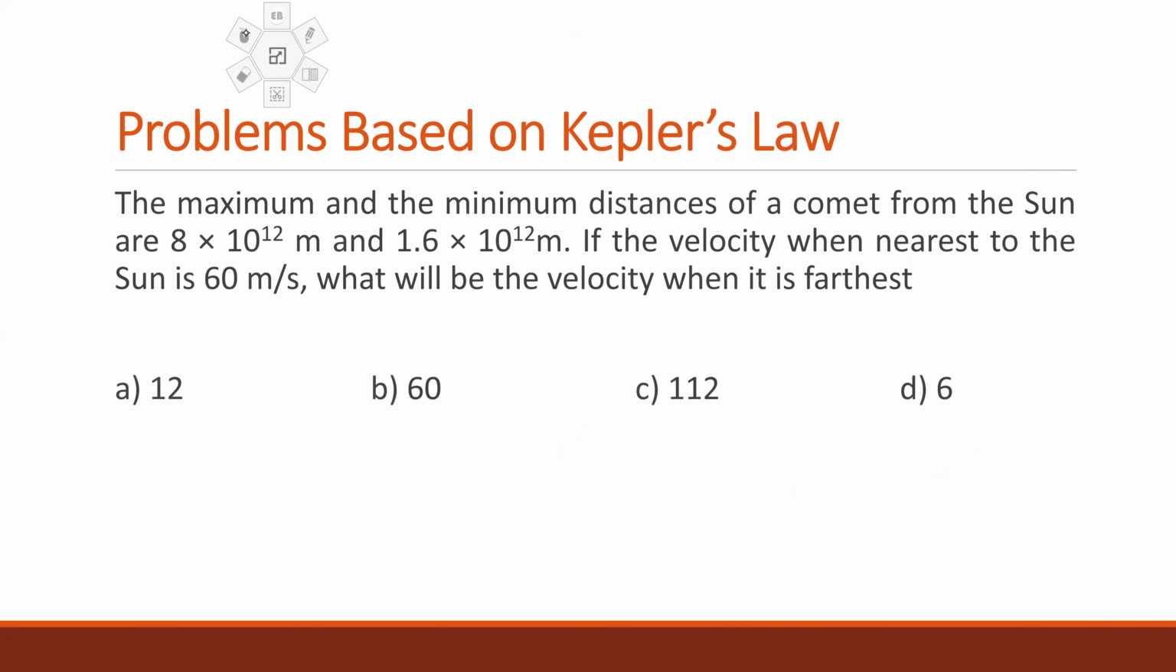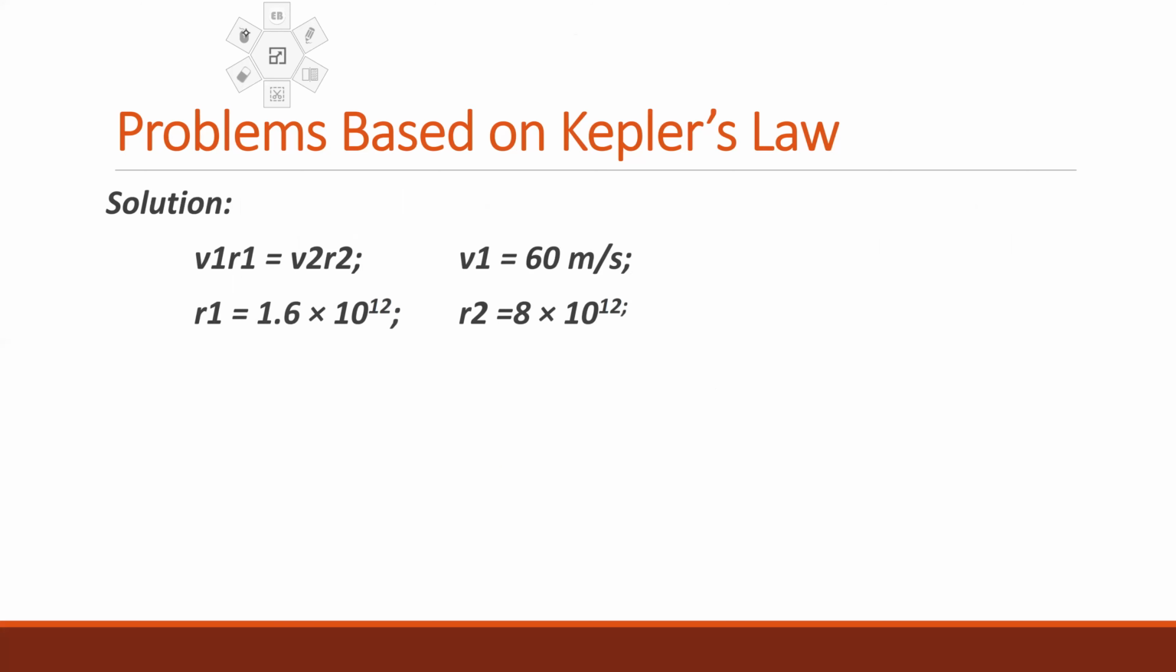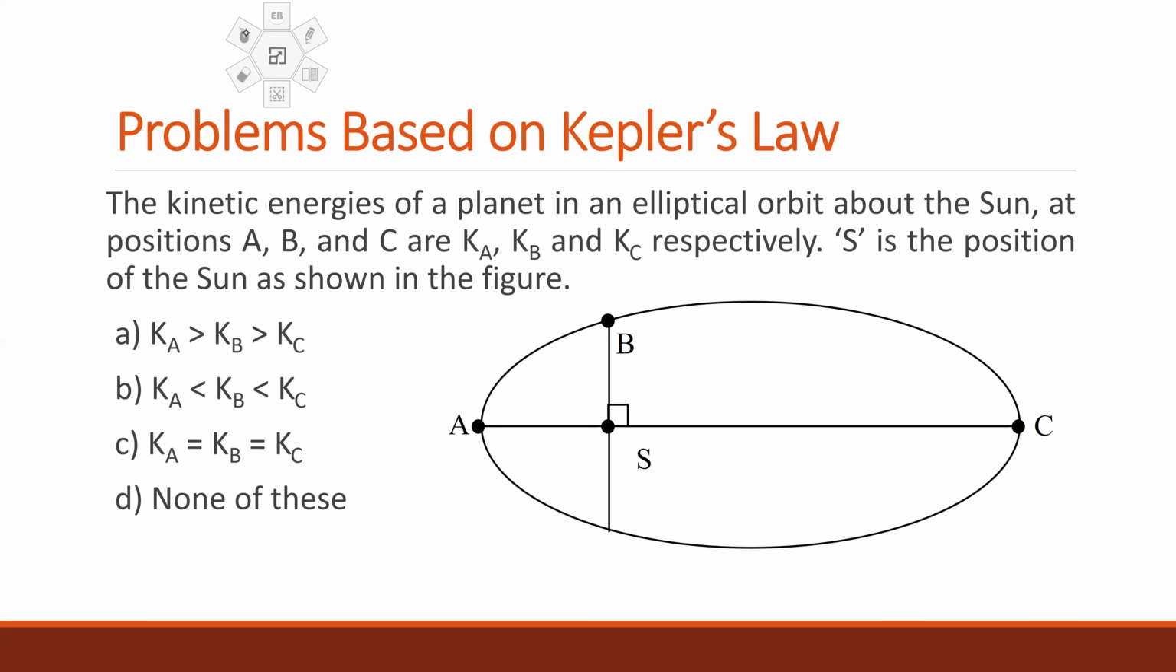Next. Okay, last question is this. The kinetic energy of a planet in an elliptical orbit around the sun at positions A, B, and C. This is A, this is B, and this is the point C. I already told you.